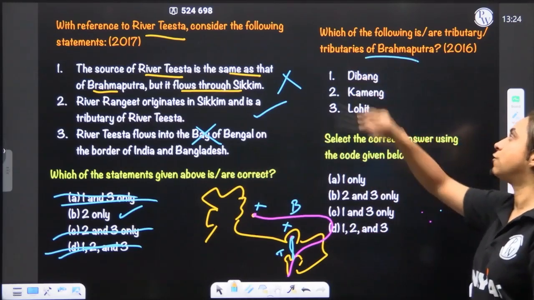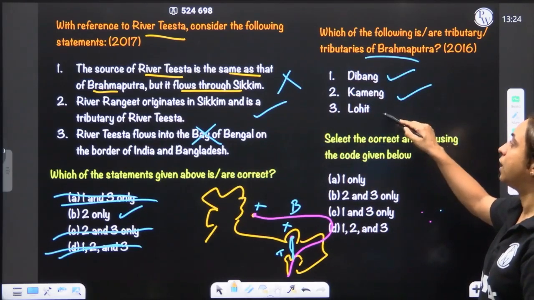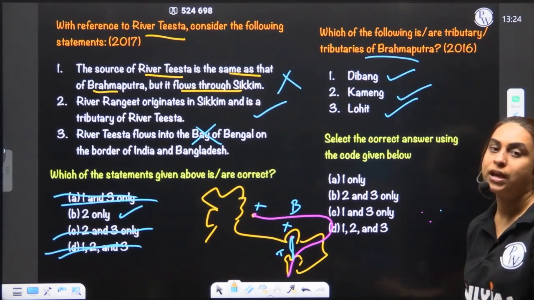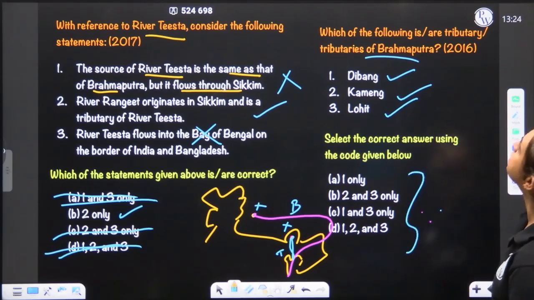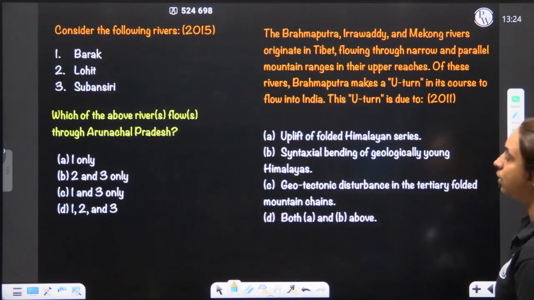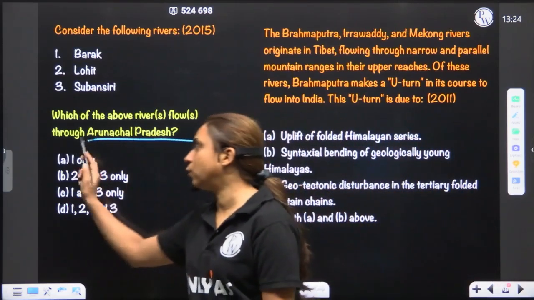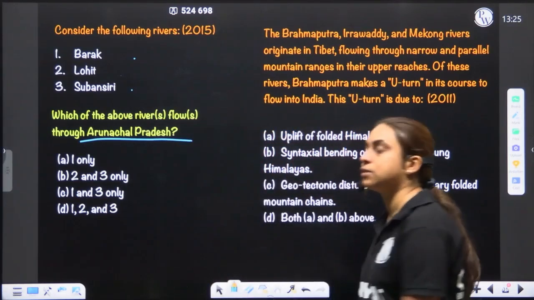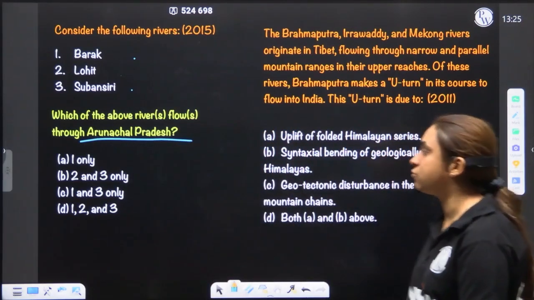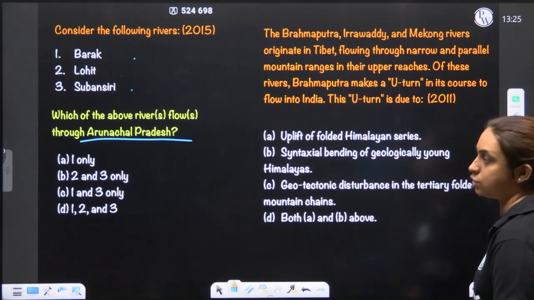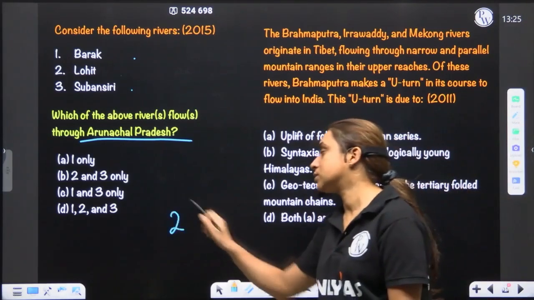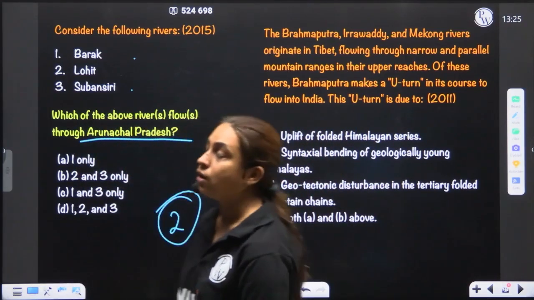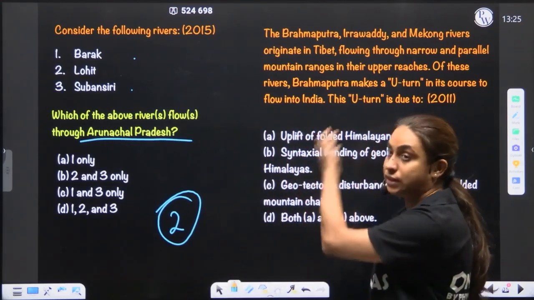Which of the following are tributaries of Brahmaputra? Dibang, Kameng and Lohit. You will let me know whether Dibang is a tributary, Kameng is a tributary, or Lohit is a tributary. What is the answer? This is your tributaries of Brahmaputra. All of them are there or not, tell me. Which of the following are flowing through Arunachal Pradesh? Barak, Lohit and Subansiri. We've already done this. I'm also waiting for an answer to this. So you will let me know two answers: which of the following are tributaries of Brahmaputra, and which of them are flowing through Arunachal Pradesh? I'll be waiting in the comments for your answer. We've already covered so much. We have seen it. You will let me know.